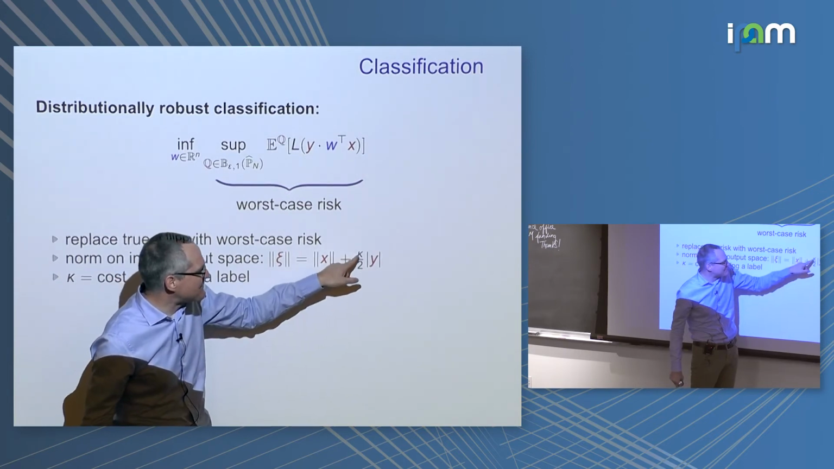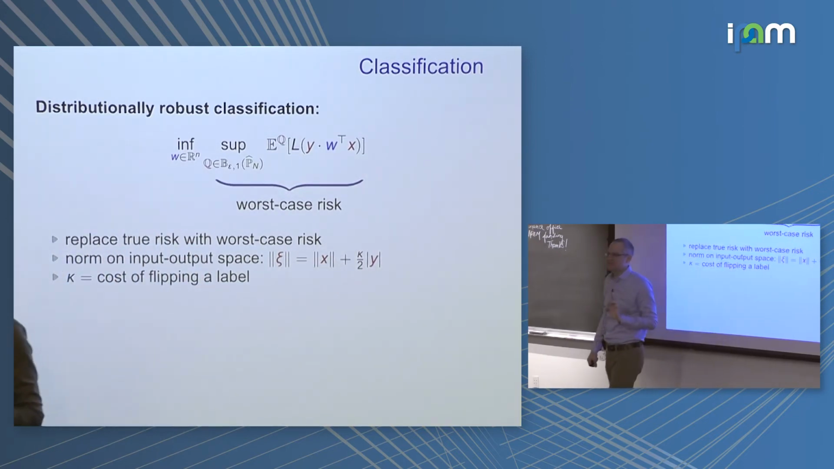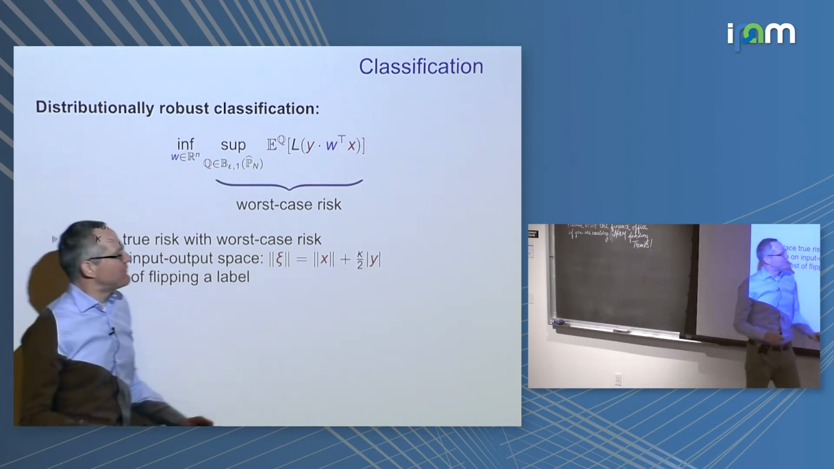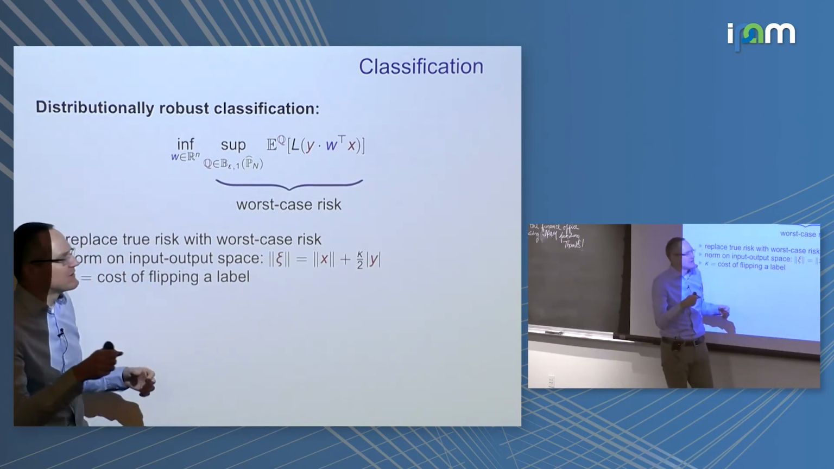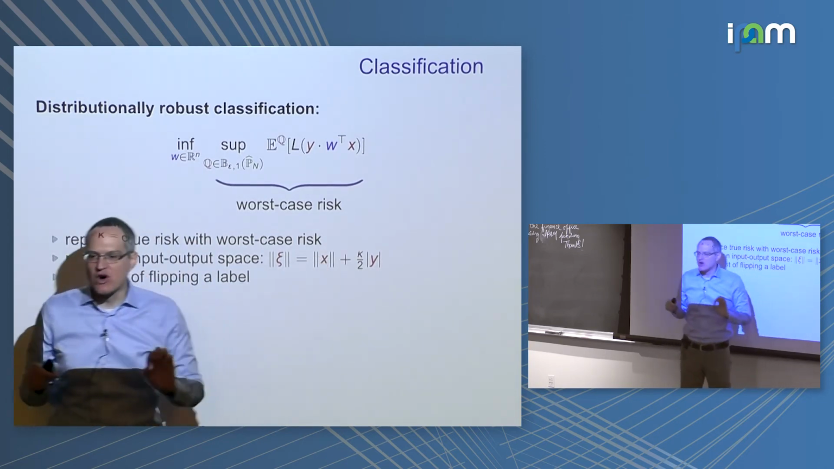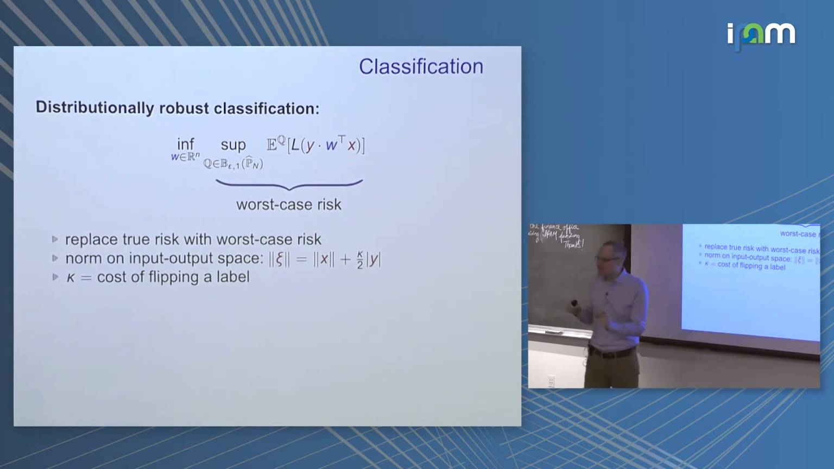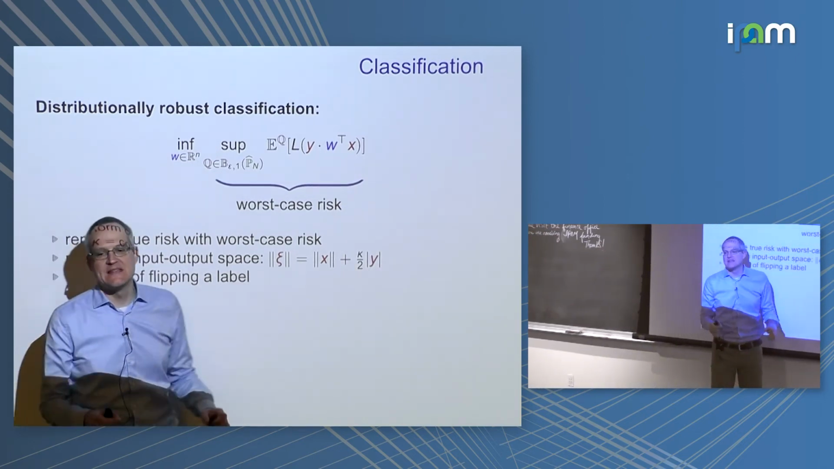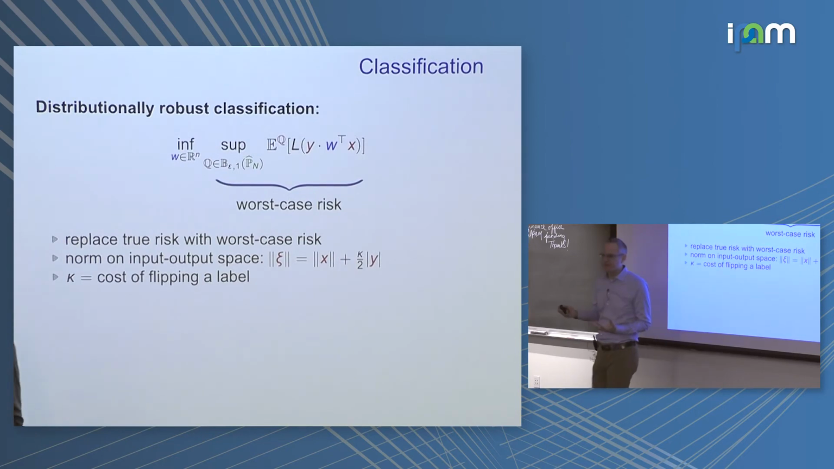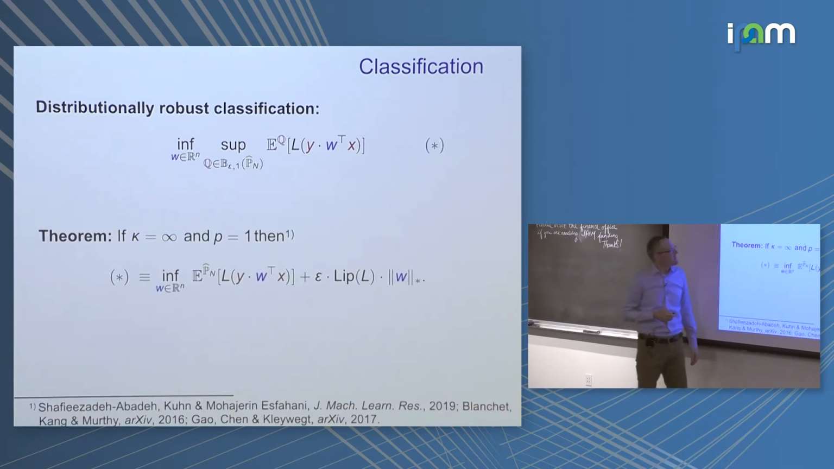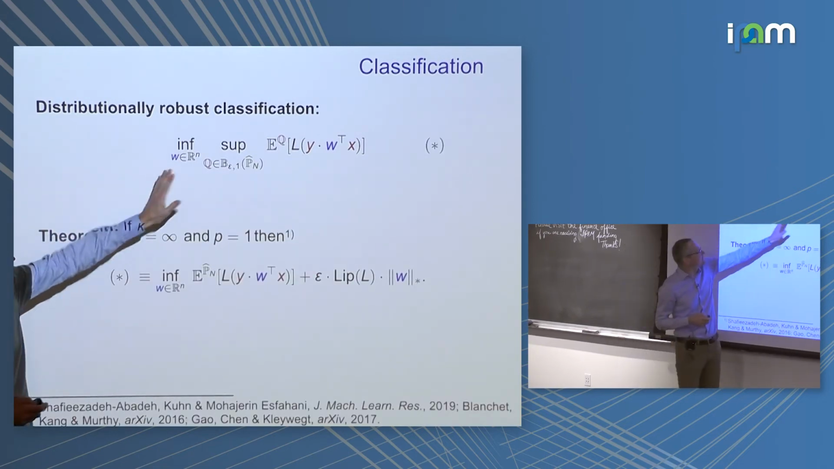y. Now this kappa parameter here is positive, and you should think of it as the confidence we have in the labels. So if you're nature and you try to move around input-output pairs, then you can think of the kappa actually as the cost that nature has to pay to flip a label. If the kappa is large, it means it is expensive for nature to change the labels, so that means that we believe that the labels are actually correct. So this is our distributionally robust classification problem.